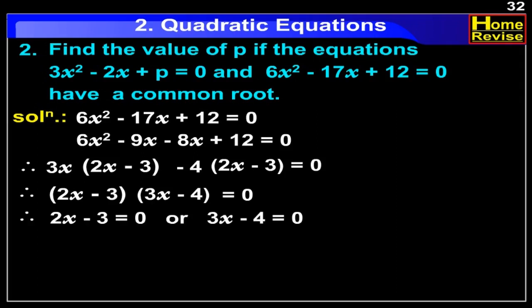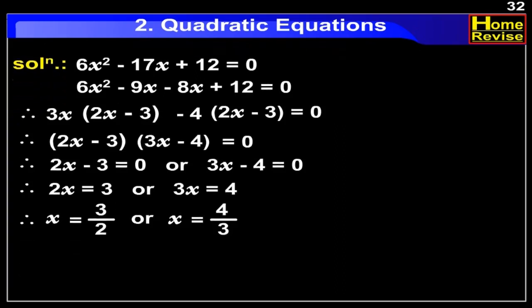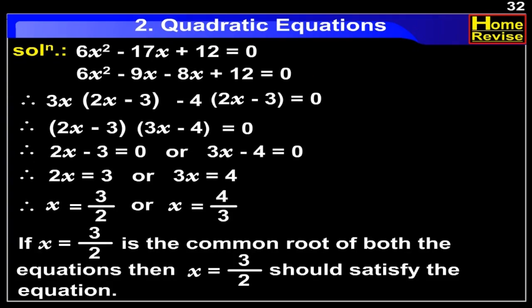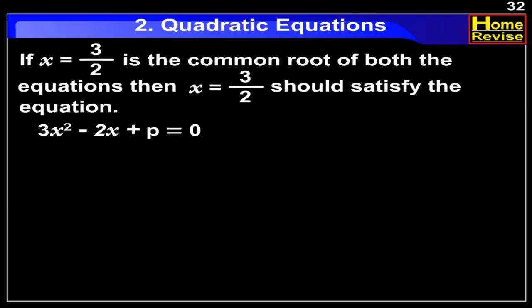Therefore, 2x minus 3 is equal to 0 or 3x minus 4 is equal to 0. Therefore, 2x is equal to 3 or 3x is equal to 4. Therefore, x is equal to 3 upon 2 or x is equal to 4 upon 3. If x is equal to 3 upon 2 is the common root of both the equations, then x is equal to 3 upon 2 should satisfy the equation 3x square minus 2x plus p is equal to 0.